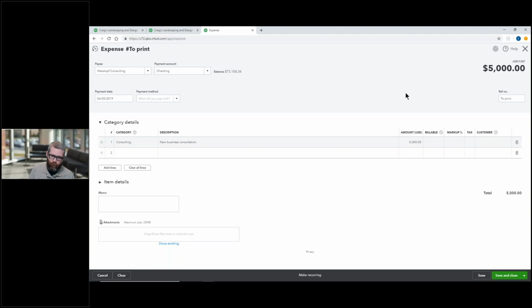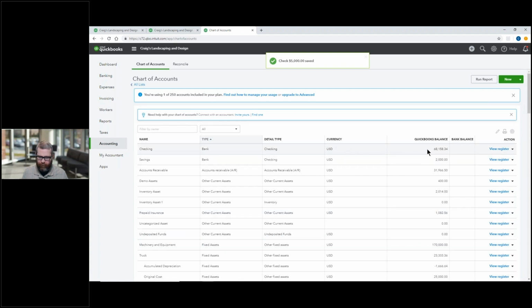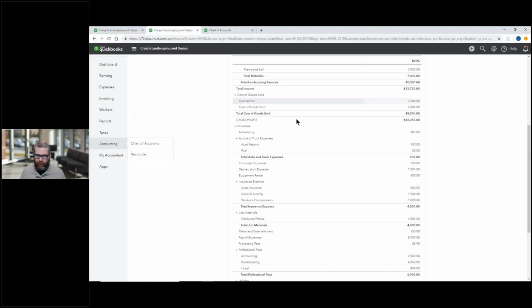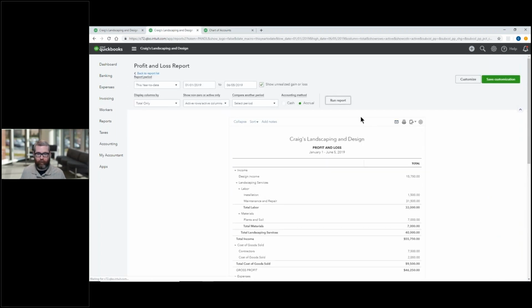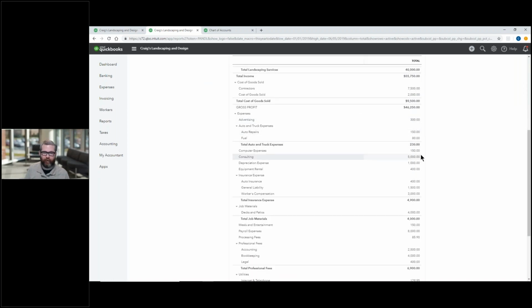Now, what I should see on my financial statements is my checking account being lowered by $5,000 and consulting being increased by $5,000. So it's the source and the use. So we'll click save and close. We'll see what happens. Right here, we can see that our checking account went down. Perfect. By $5,000, in fact. And then whenever I go over here to my profit and loss report and I refresh it, because we got to refresh this report, now I can see consulting $5,000. So we can see where the money came from, where it went to. It's all we need to know.